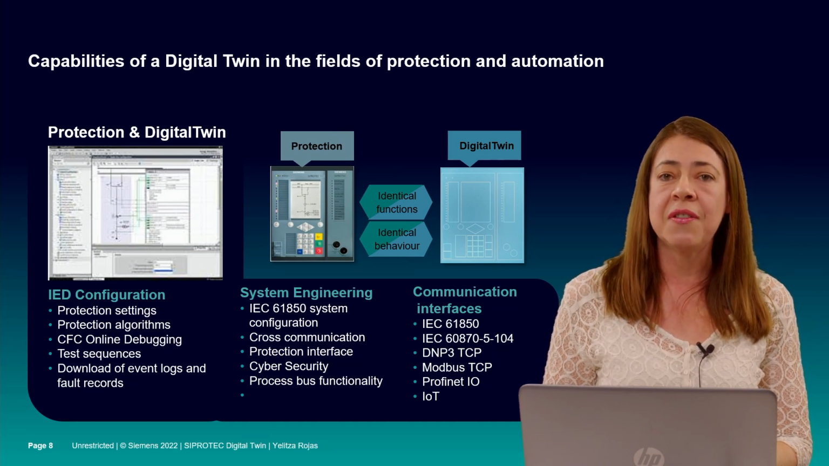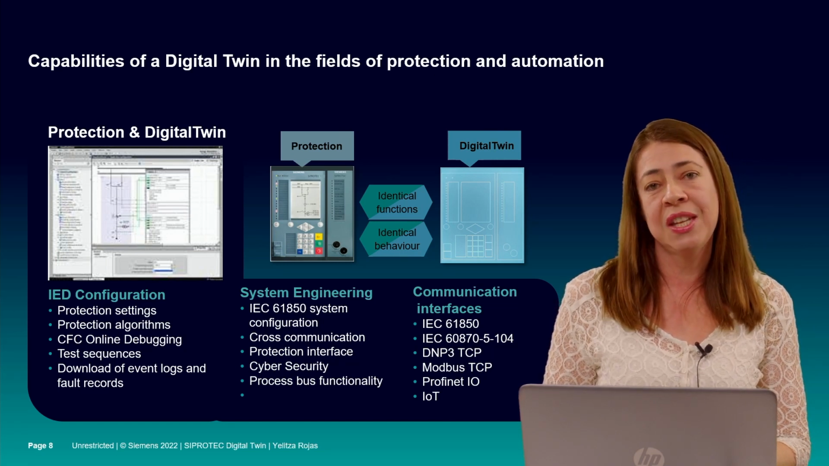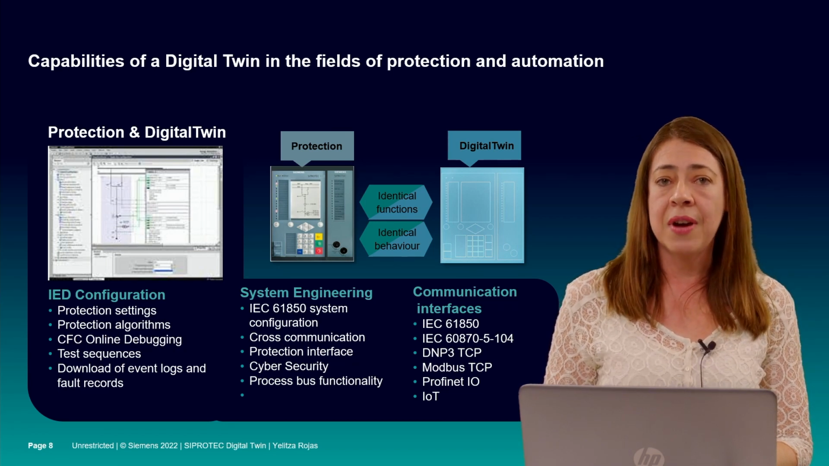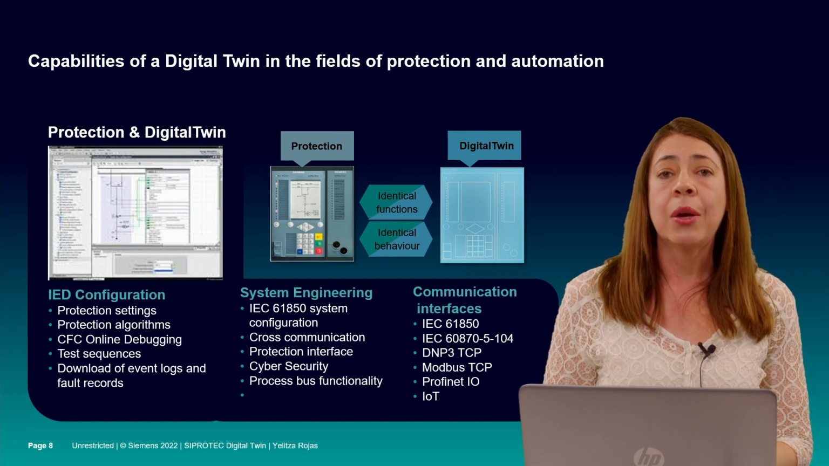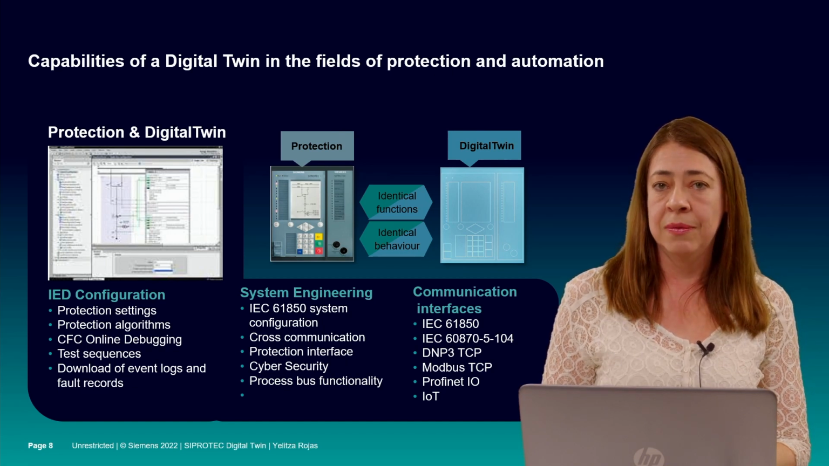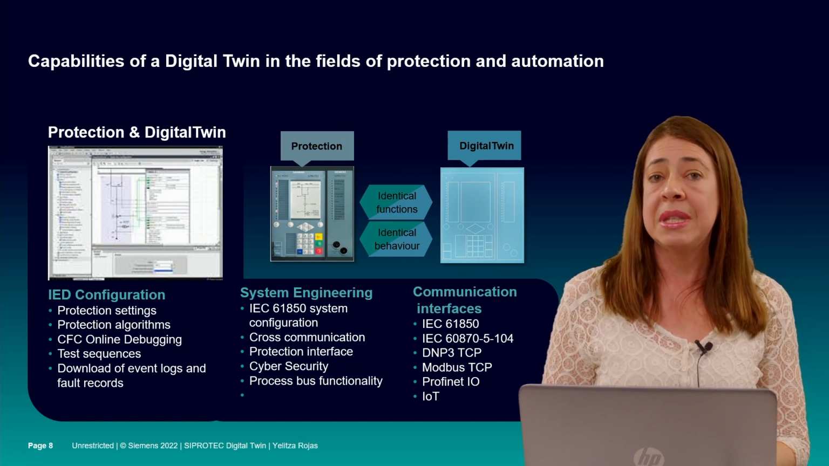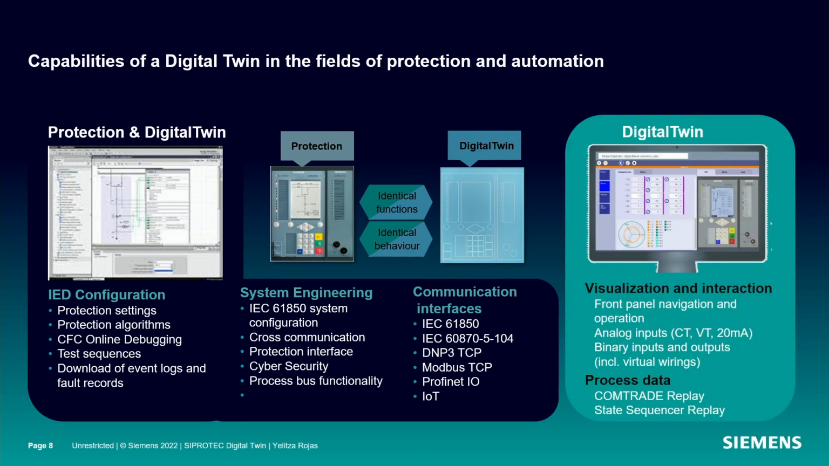The interaction of the device with other SIPROTEC 5 relays, as in the case of a line differential protection through the protection data interface, the communication with third-party devices through standard communication protocols such as the GOOSE part of the IEC 61850, the connection to a SCADA system via IEC 61850 or IEC 104, DNP3, Modbus, Profinet, or even the integration to IoT ecosystems can also be tested with this digital twin.